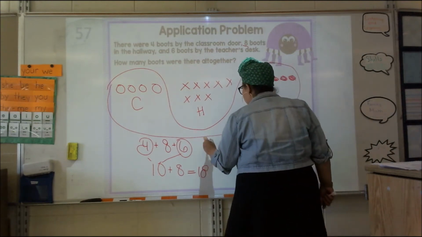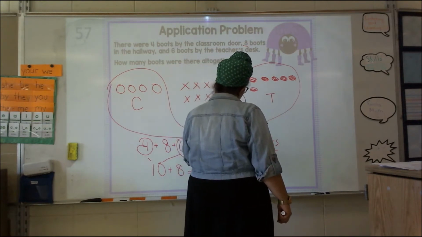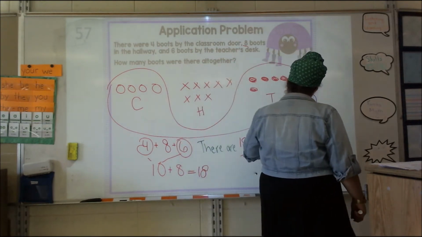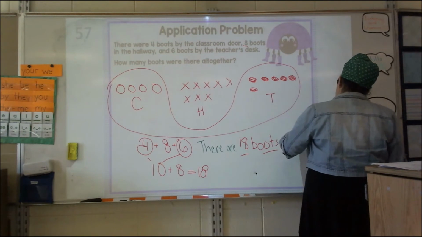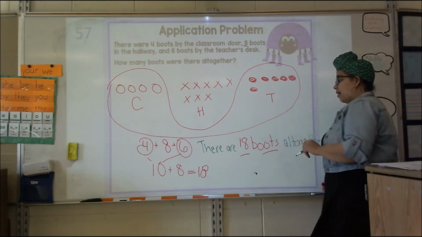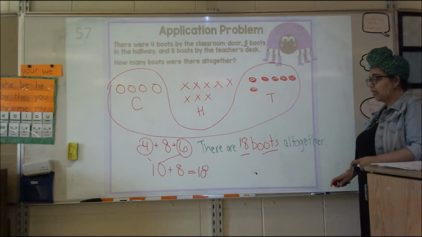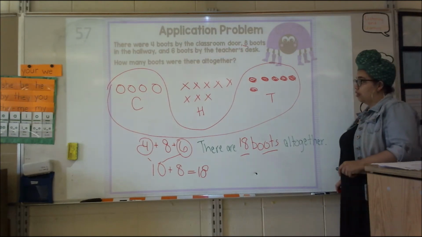Complete sentence. There are 18 boots all together. There are 18 boots all together. That is the complete sentence answer to the question.